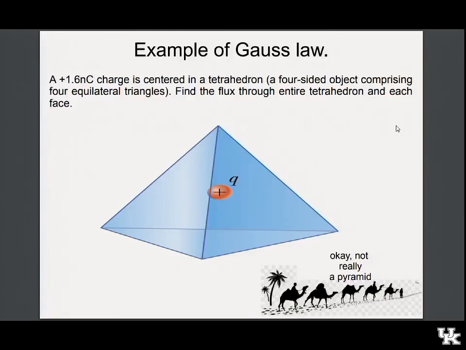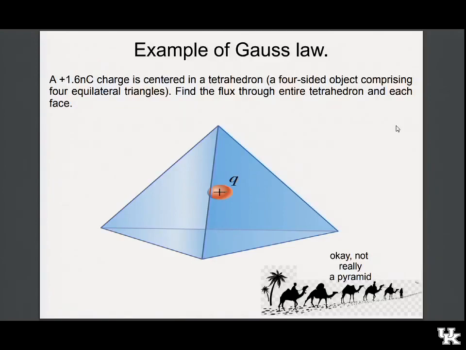Here's a more quantitative example of electric flux. So let's see if we can solve this particular problem. In this problem, we're told that a 1.6 nanocoulomb charge is at the center of a shape called a tetrahedron. So a tetrahedron is a volume that's made of, getting this wrong now, 4 equal triangles.